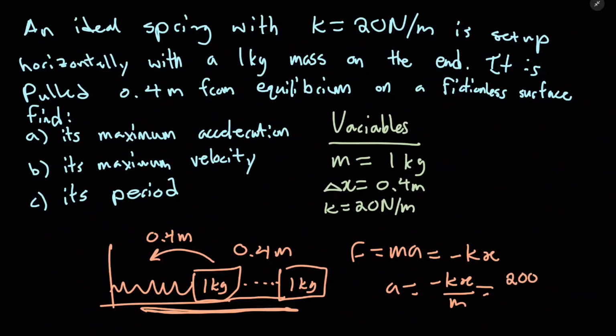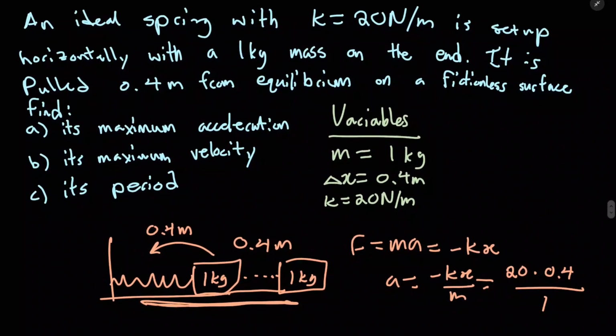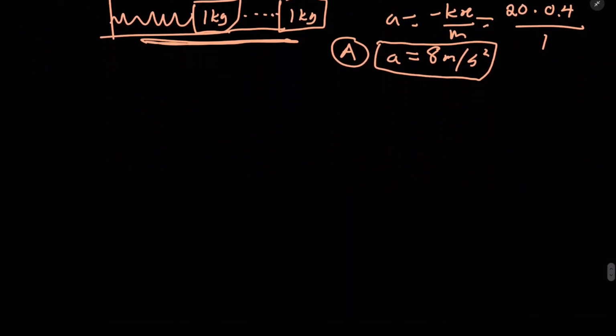So we have 20 times our displacement, which is 0.4, and then over our mass, which is just 1. And if you solve this out, this is just going to give A equals 8 meters per second squared. So for part A, that is our answer. Alright, moving on. Part B is asking for its maximum velocity.